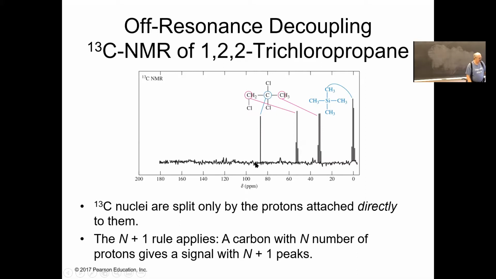A carbon with no protons attached, N+1, that would be 0 + 1 is 1, so this one appears as a singlet. A carbon with 3 hydrogens attached would appear as a quartet, and a carbon with 2 attached would appear as a triplet. And then TMS, of course, is a quartet.